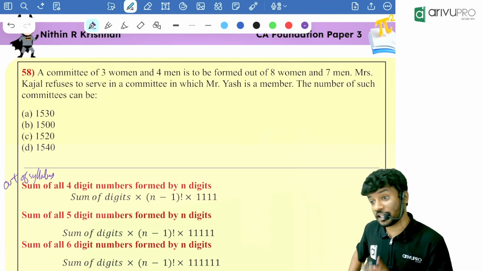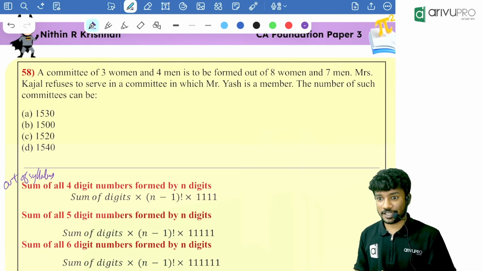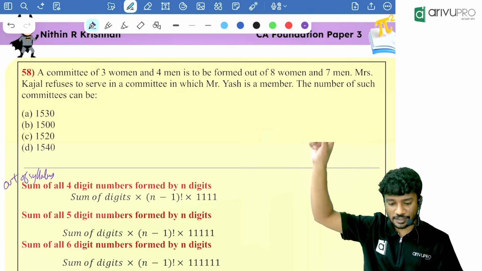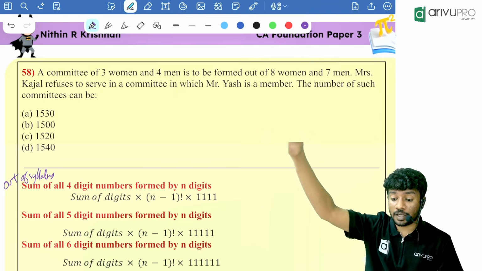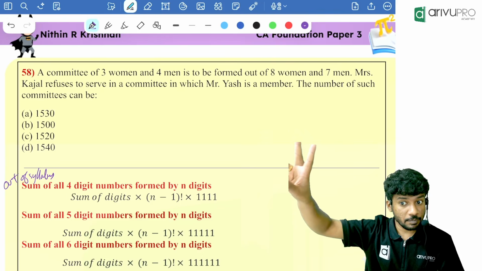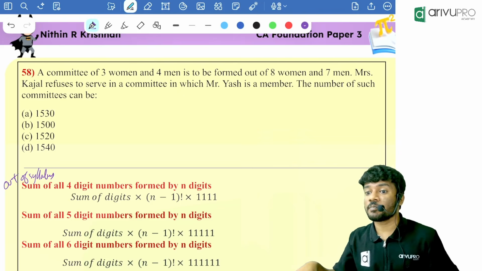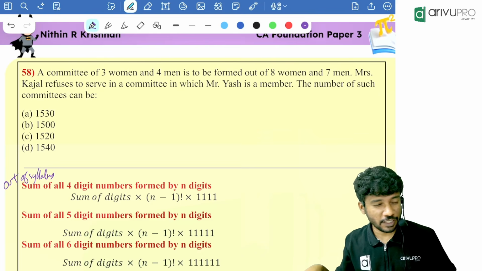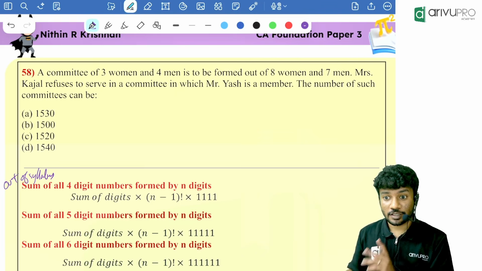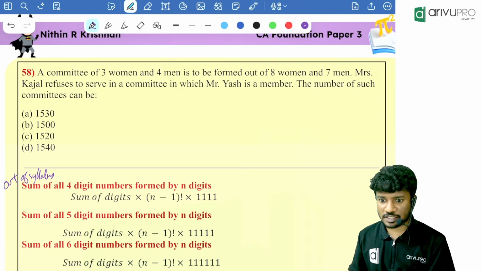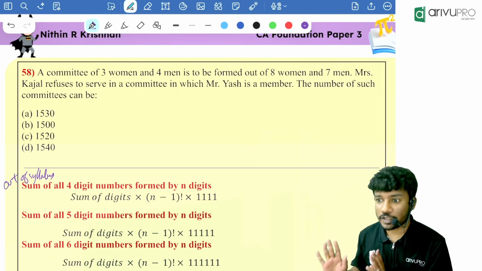The easiest way is, rather than finding what she doesn't like or what he doesn't like, we will find what they like. Number of ways of selection where Kajal is not part of a committee where Yash is a member, we will take it like this: total arrangement minus those in which both of them are members. So in order to find they are not members, we will find total selection minus committees in which they are together.